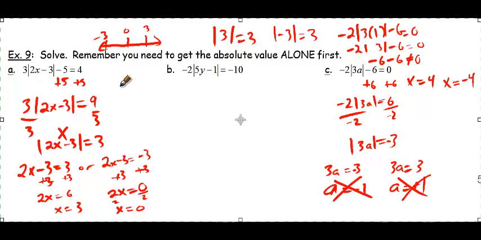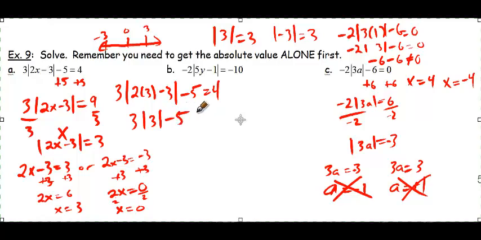Let's check the 3. So 3 absolute value of 2 times 3 minus 3 minus 5 should equal 4. Okay, so what do we get? 6 minus 3 is 3. So 3 absolute value of 3 minus 5 should equal 4. The absolute value is 3, so 3 times 3 is 9 minus 5 equals 4. Oh, it works out. And if this is 0, our other value, 2 times 0 is 0, this becomes a negative 3, and you still get the exact same thing. So both of these check out.